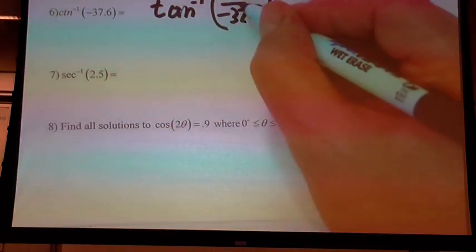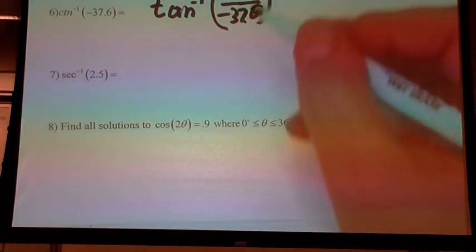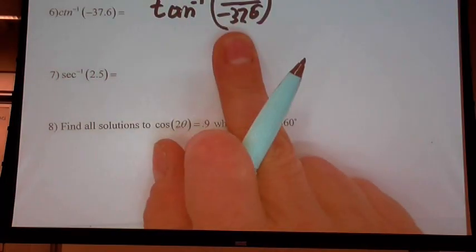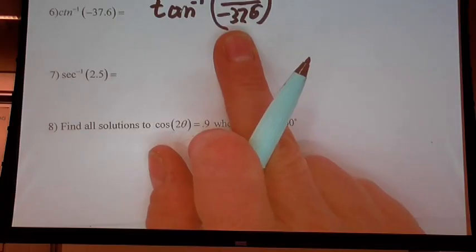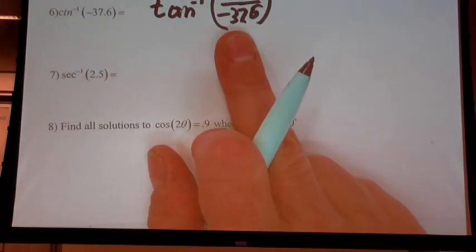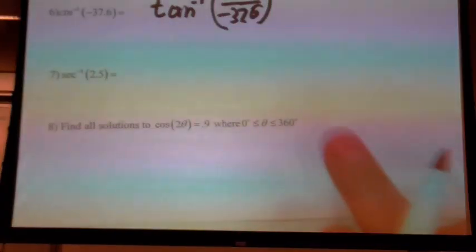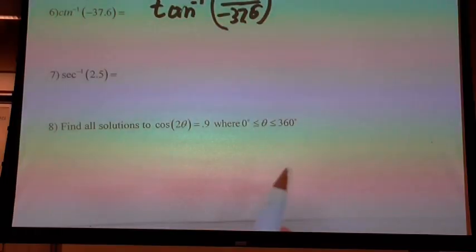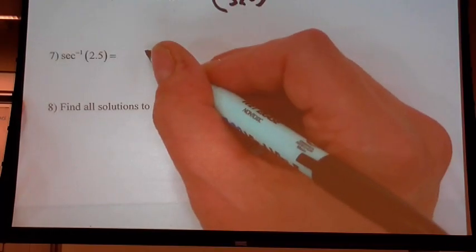And just waving my hands, we're going to find a value in the second and the fourth quadrant. And then what do we add to each of those to get the rest of the values? Pi. Okay. For the secant inverse, we're going to find what?